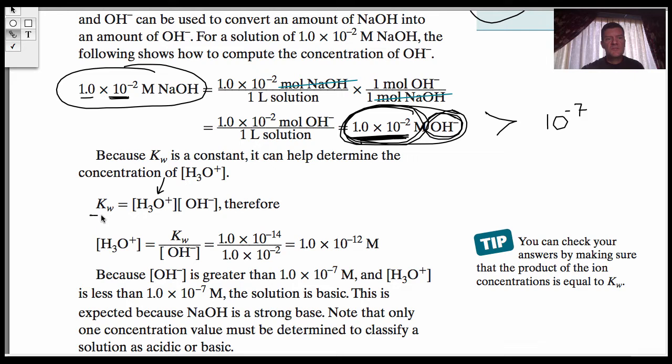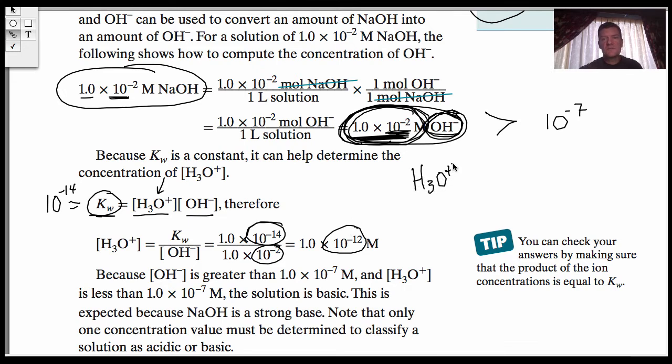So here, remember this product here of the hydronium concentration and hydroxide concentration is always going to equal 10 to the negative 14. So I can take this constant right here, which is 10 to the negative 14, and divide by now the known concentration of hydroxide ions, which I found up here. And I divide by 10 to the negative 2. When I do that, I get 10 to the negative 12. So that means the hydronium ion concentration is 10 to the negative 12. The hydroxide ion concentration is 10 to the negative 2.